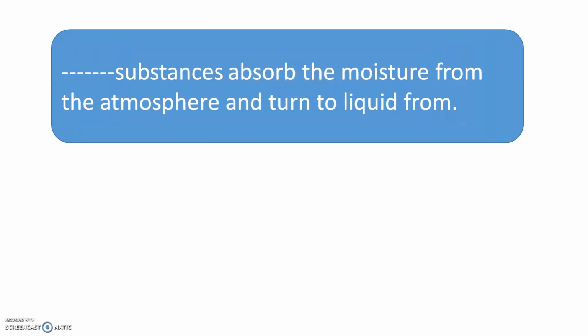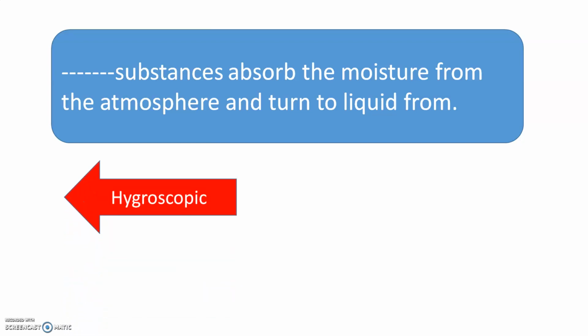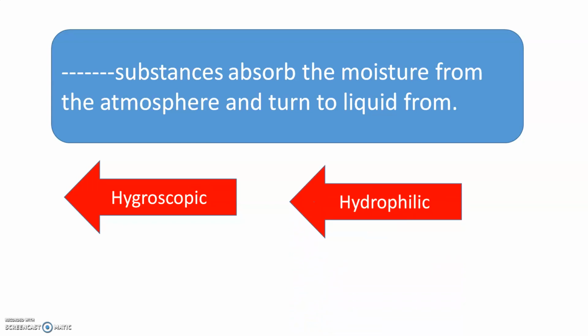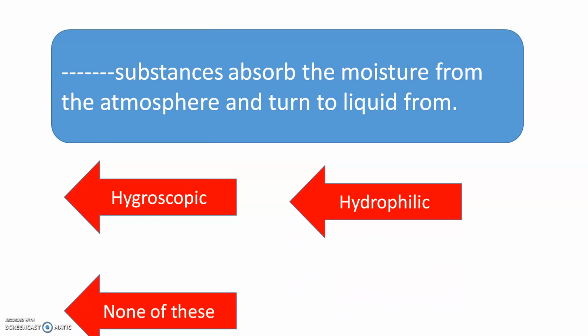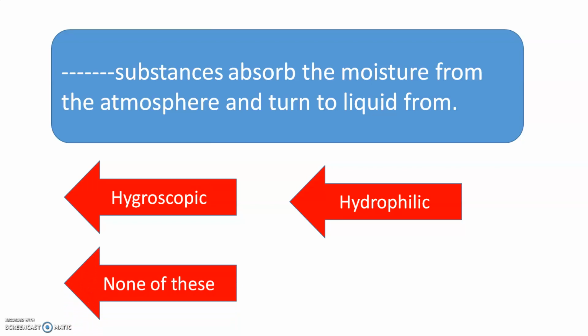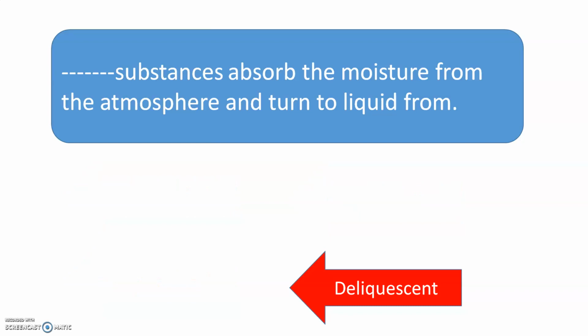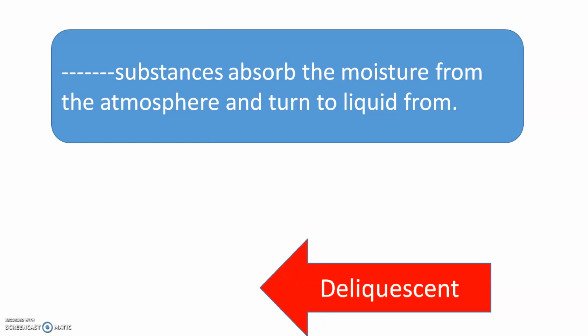Dash substances absorb moisture from the atmosphere and turn to liquid form. And the options are hygroscopic, hydrophilic, none of these, or deliquescent. Yes, and the correct option is deliquescent substances absorb moisture from the atmosphere and turn to liquid form.